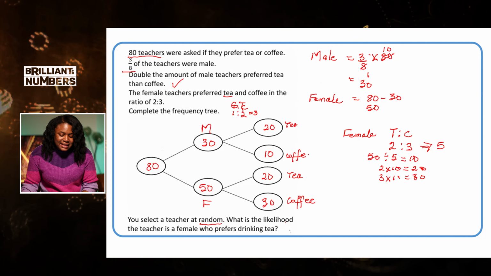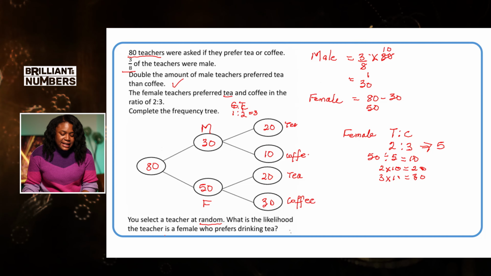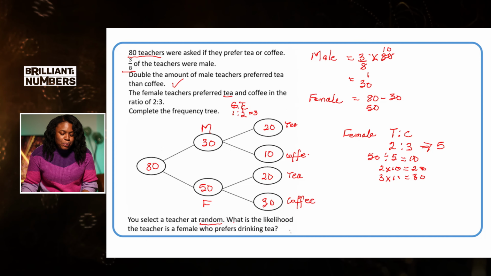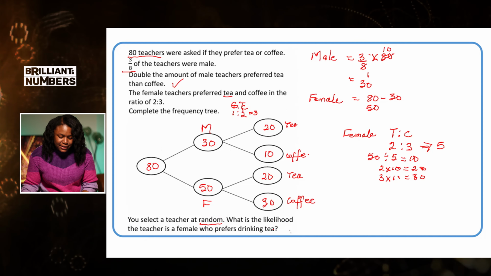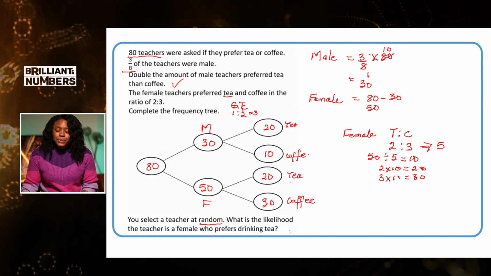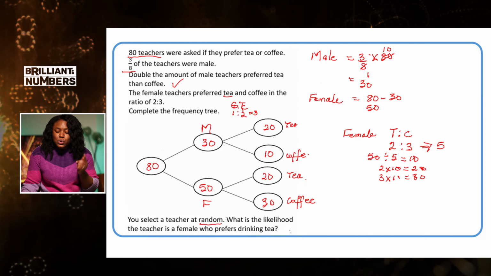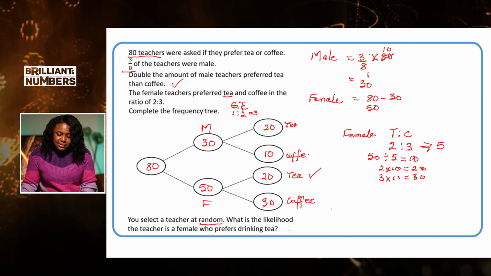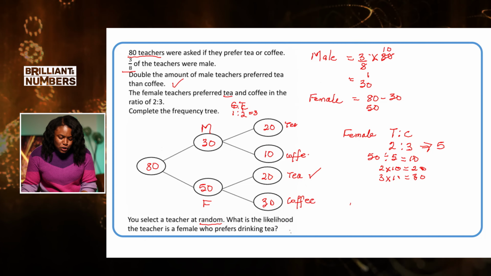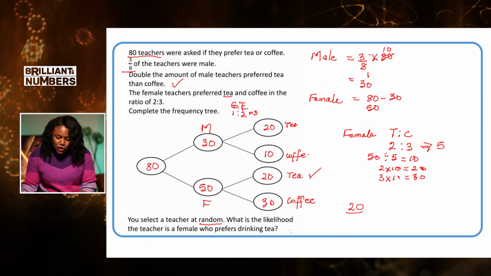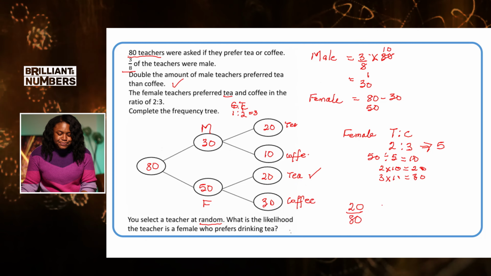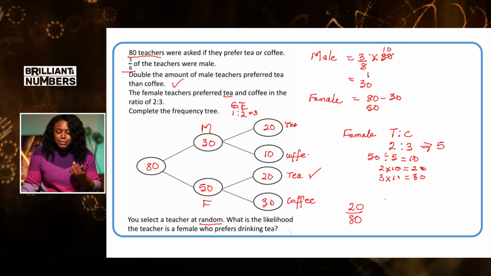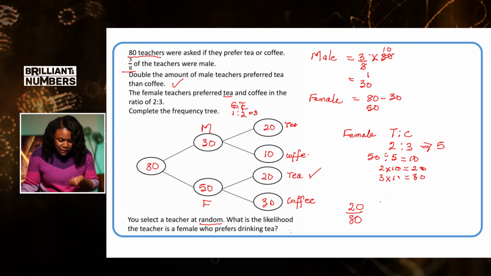So what is the likelihood that the teacher is a female who prefers drinking tea? So we go to the branch, we can see here females who love tea is 20. Just put a little tick there. So to answer the question, it's going to be 20 out of the total, which is 80. And what is the probability that they prefer drinking tea?